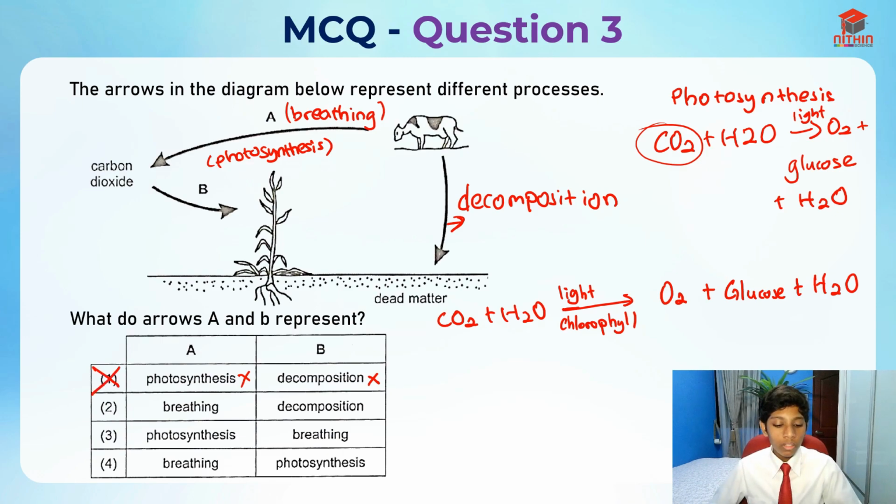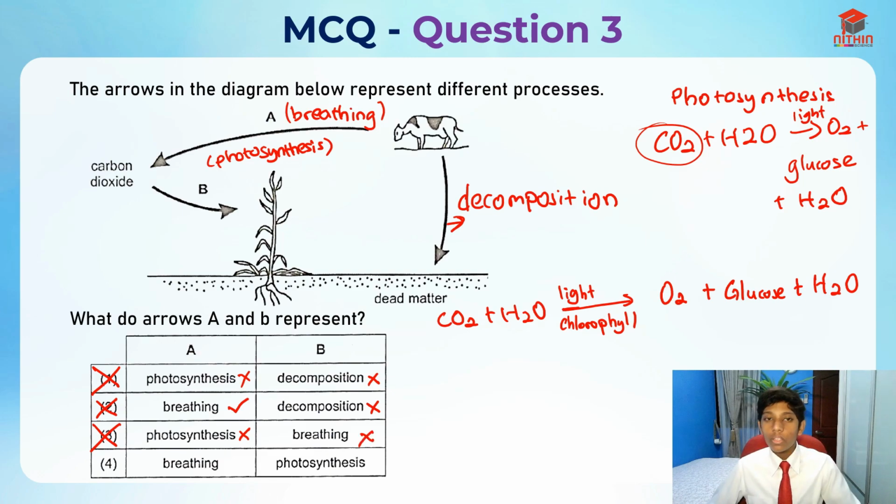Okay, the second option, breathing, is that for part A? Yes, so breathing is right. For B, is it decomposition? No. So as you know, plants can't decompose things, right? Because plants are not decomposers. Such things as worms are actually decomposers. Okay, so option number 2 is also wrong. Okay, option number 3 is also wrong because A is not photosynthesis, it's actually breathing. Okay, and B is not breathing, it's actually photosynthesis.